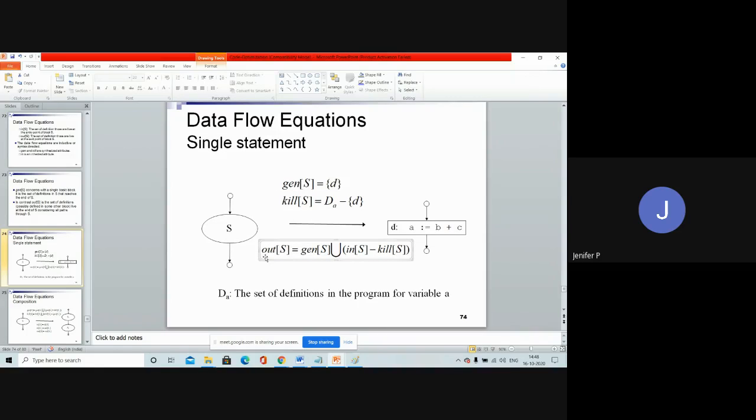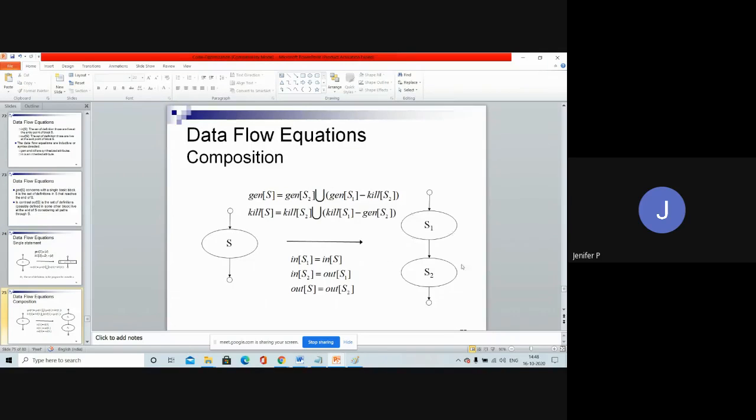Right, and the next one is a set of statements, S1 S2. Here, what is gen of S? Here they have considered two statements, S1 and S2. So gen of S is equal to S2 generated, and S1 generated and not killed by S2. Minus kill of S2 represents not killed. So both have been generated, and that is gen of S. Then kill of S is the same thing.